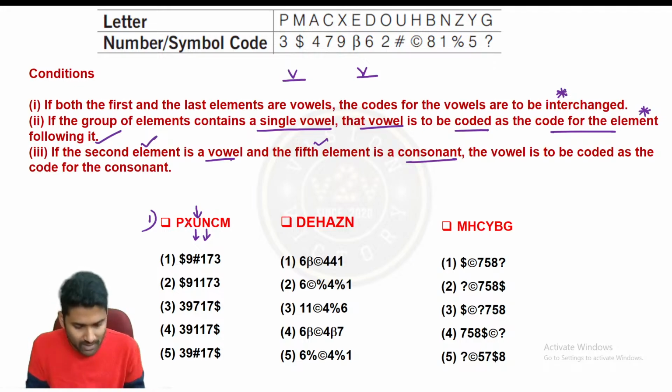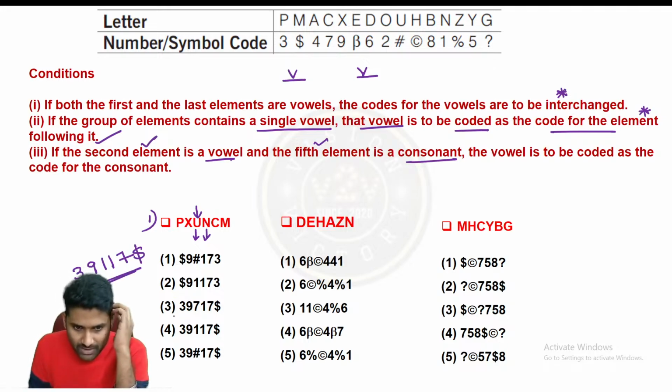Is it clear? Now, what is the code for P? According to the table, P must be 3. So, we need 3. Now, X here. X is coded as 9. Now, here U. So U's code is completely based on N only. That's why you have to take the following letter's code. So, don't take the U code. You have to take the N code. So, we need two ones. Next one, C code. Code of C is 7. Code of M? Now, check the option, guys. 39117. So, option 4.